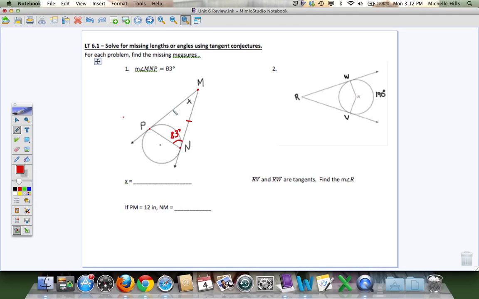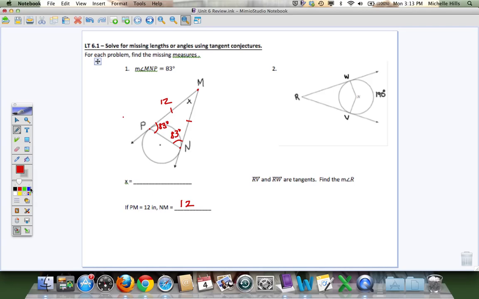So I know this is congruent to this, which means it's an isosceles triangle, so this is also 83 degrees. So if they want me to find the distance from P to M, and they tell me this is 12, then the distance from N to M is also 12. And there were no units on this, so I don't need to worry about that.